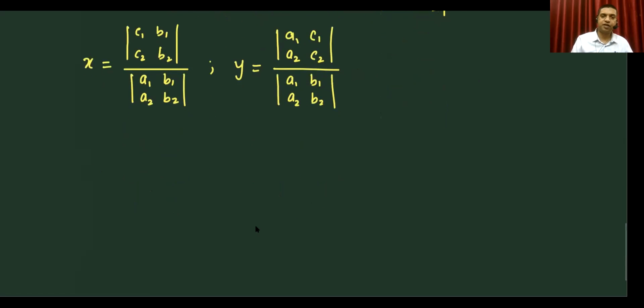Okay, now look at the simultaneous equations. I'm writing here a1x plus b1y equal to c1, a2x plus b2y equal to c2. Here in these equations, you should remember that the constant is on the right side of the equation. The constant is not on the same side. The c1, c2, just note this.